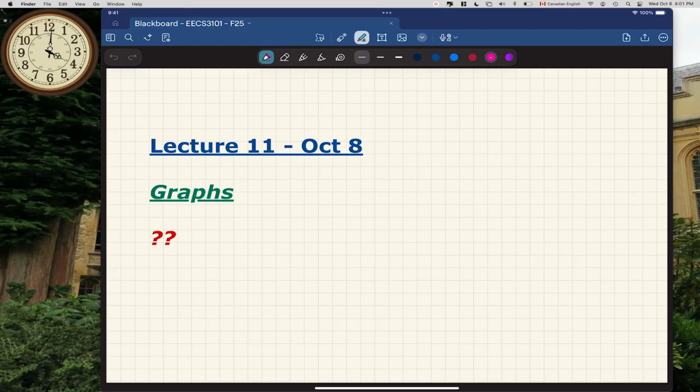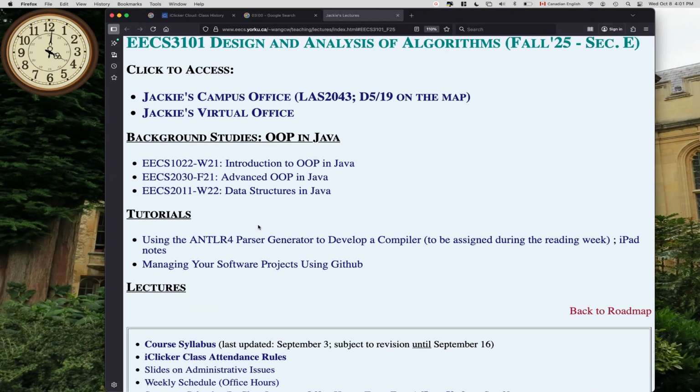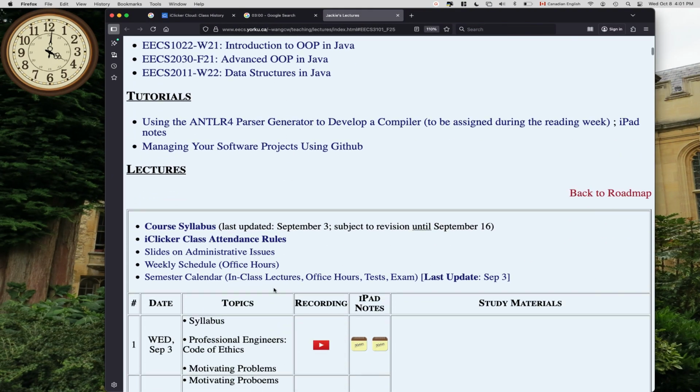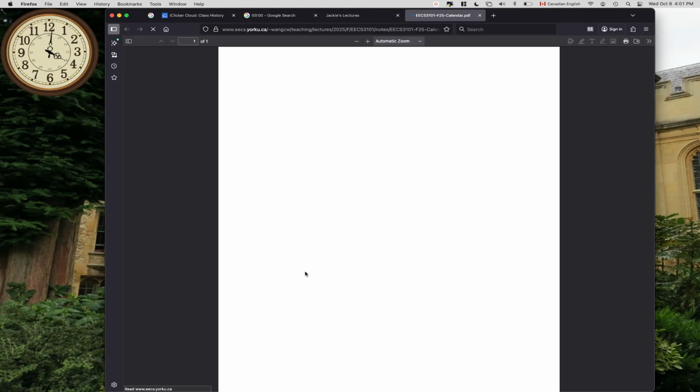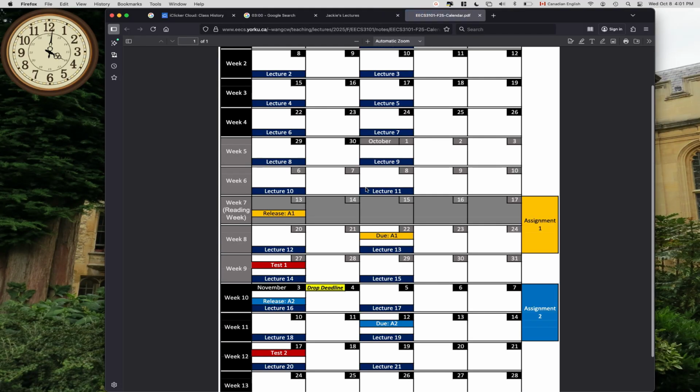All right, so today is the last class before the reading week. If you look at the semester calendar, let's just go over one more time, just to know what to expect. The calendar says today is lecture number 11. So next Monday, either later Monday or maybe first thing on Tuesday morning, I'll make sure you get your assignment number 1 to work on.